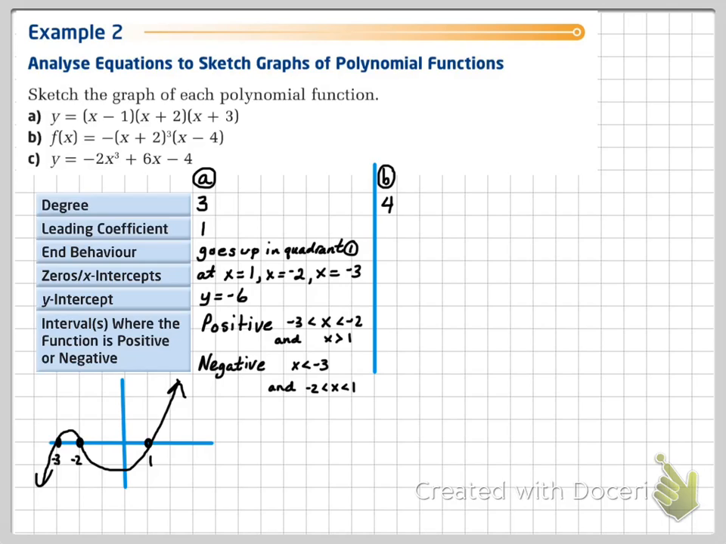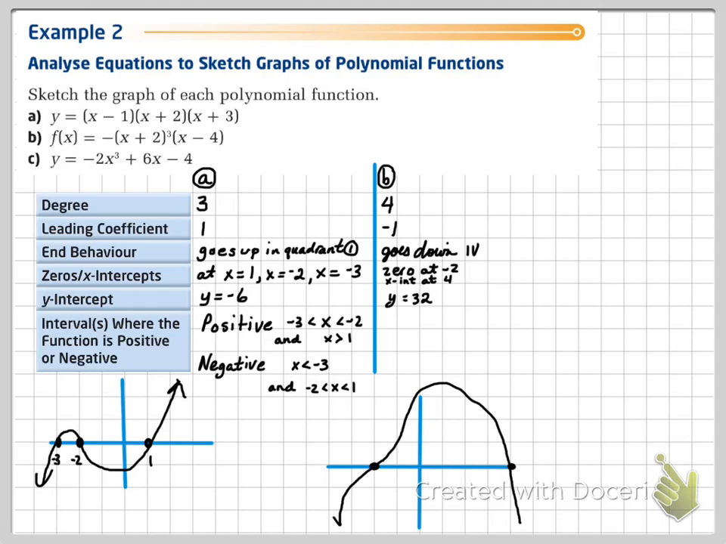Excuse me, in B. The degree is 4. Leading coefficient this time is a negative 1 because it just says negative out front. That goes down into quadrant 4. There's zeros at negative 2, and there's an x-intercept at 4. Y is equal to 32 will be my y-intercept.